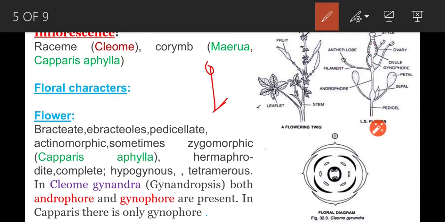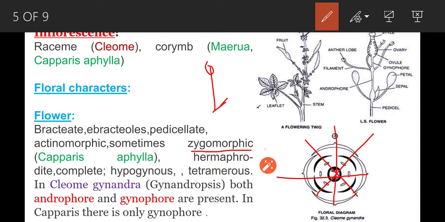Here you can also observe the pedicel in the diagram. This is the pedicel. Next, actinomorphic. Flowers are actinomorphic. We can cut the flower into two equal halves in any plane. Such flowers are called actinomorphic. Sometimes flowers are zygomorphic. Zygomorphic flowers are seen in Capparidaceae.